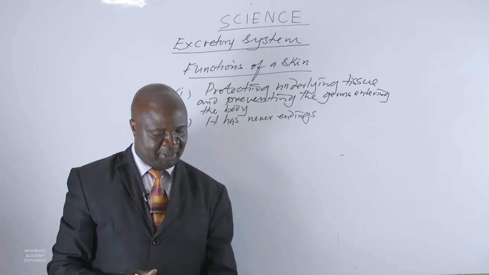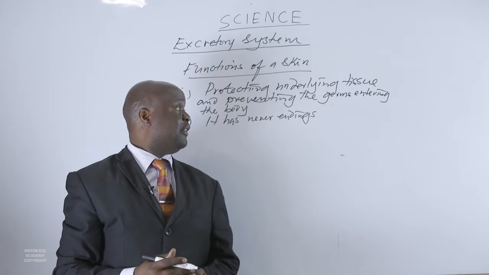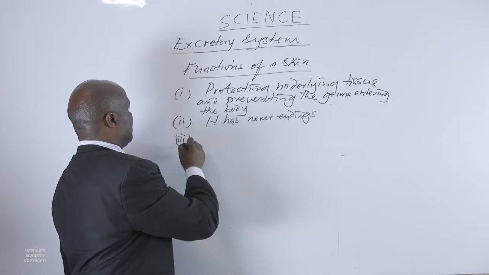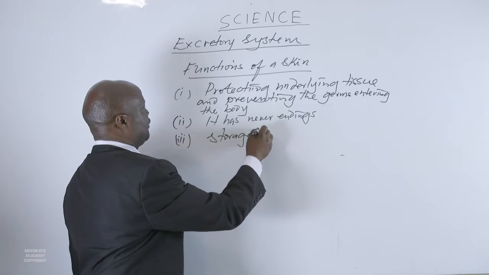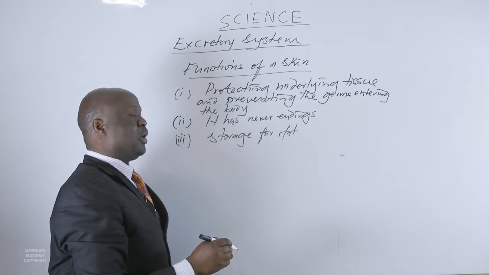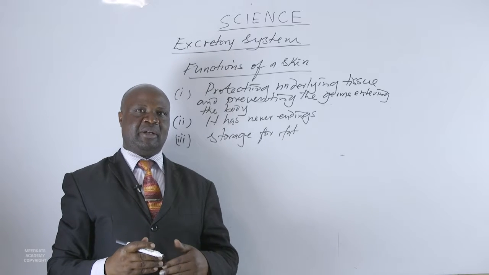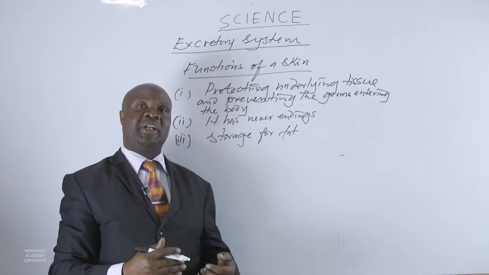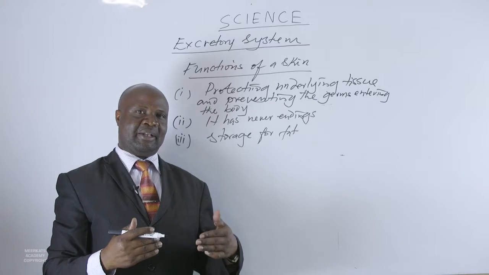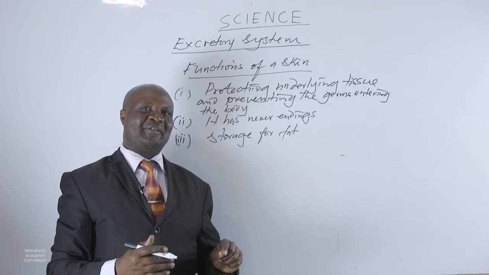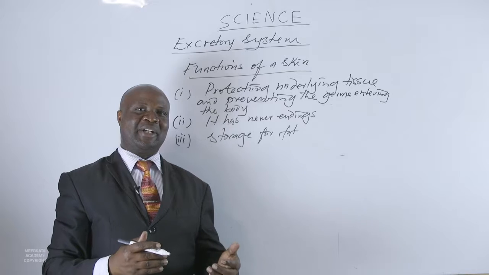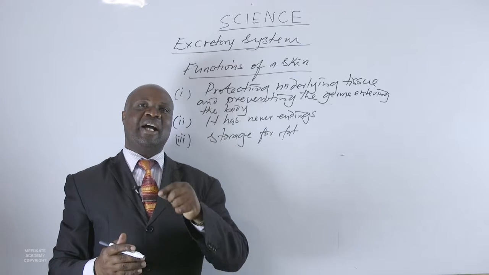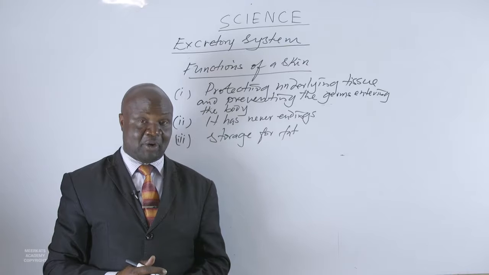So the nerve endings are located within it, and the same skin acts as a storage for fat. Now, the stored fat can limit the temperature. Instead of the heat getting lost very fast from the body, this fat can retain the heat. And under severe circumstances, the same fat can change through chemical reaction and bring energy to that living organism.